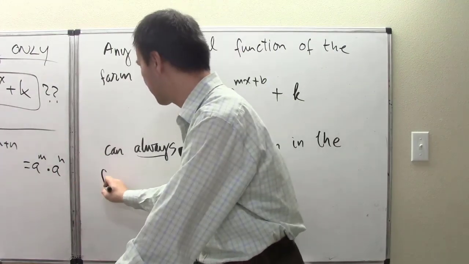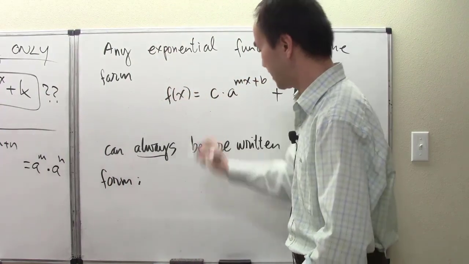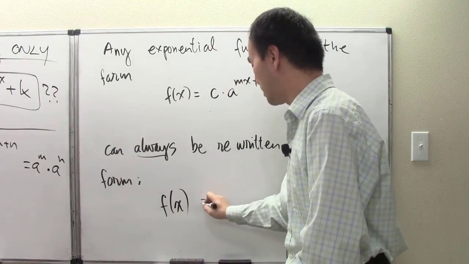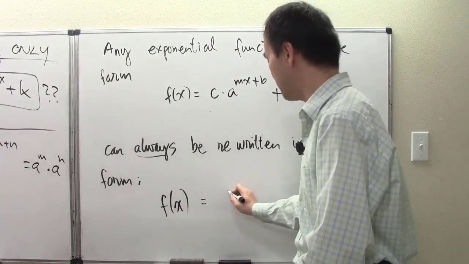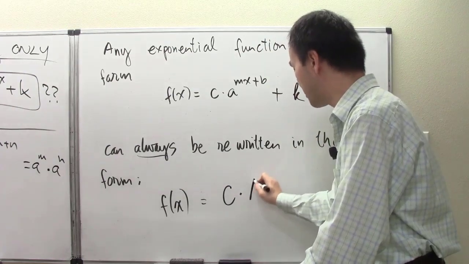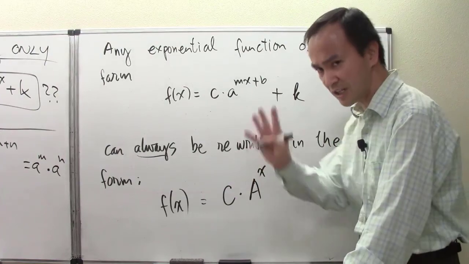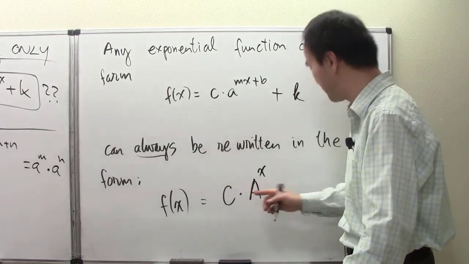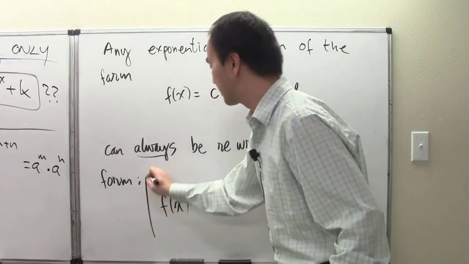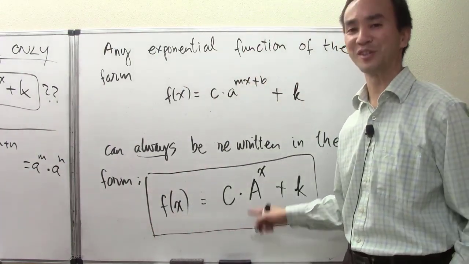How are we writing it? So any form like this can always be rewritten in a form f of x equals a big C multiplied with a capital A, because we've all changed the base. We've all seen that through the work. It's not the same base anymore, but it's still in that form, plus K. All right. And this is the form that we primarily focus on.